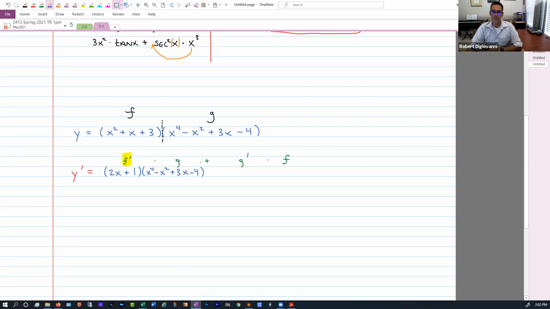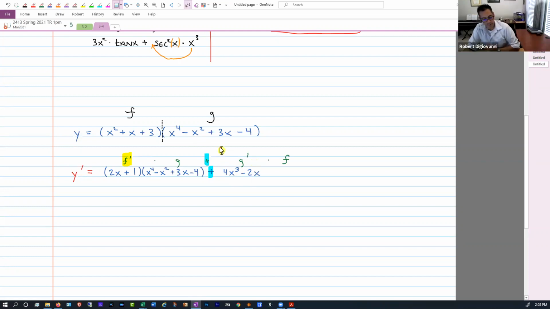Boom. Daniela, what comes next? I'm gonna put the plus sign, right? Make sure we put this plus sign here. And now go ahead. You're gonna give me the derivative of g. Go for it. Okay, it will be 4x to the third power. And minus 2x.